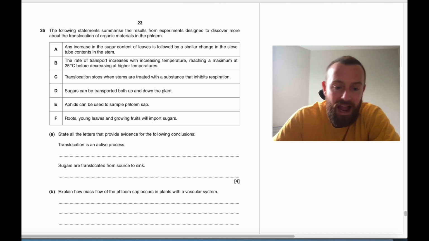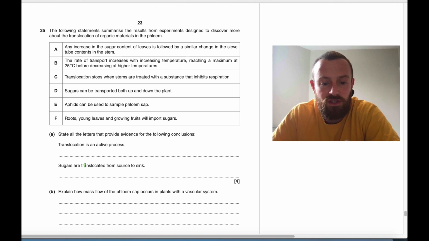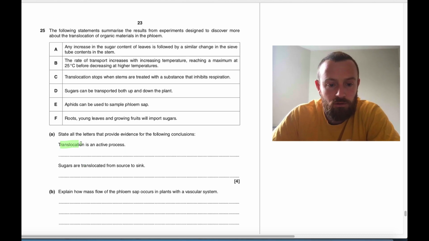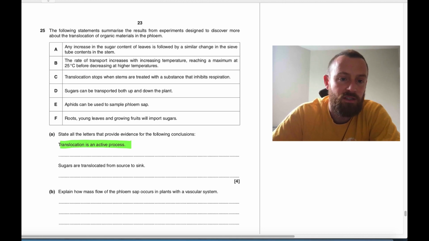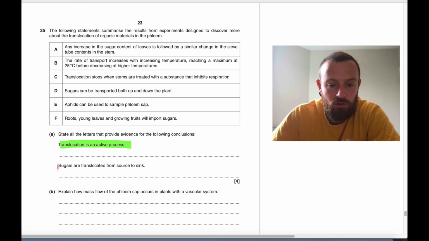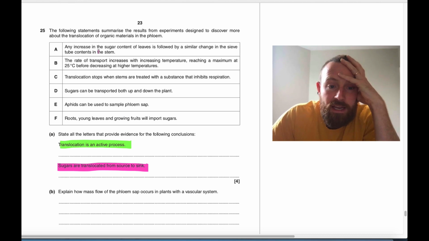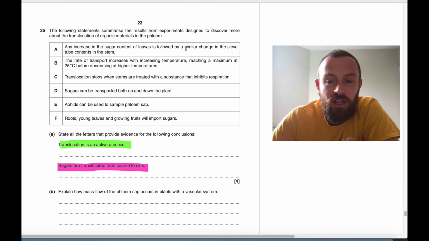Okay, active and source to sink. So what I'm going to do is I'll do translocation as an active process, and then I'll do sugars are translocated from source to sink. And let's look through. Any increase in the sugar content of leaves is followed by a similar change in the sieve tube contents in the stem.